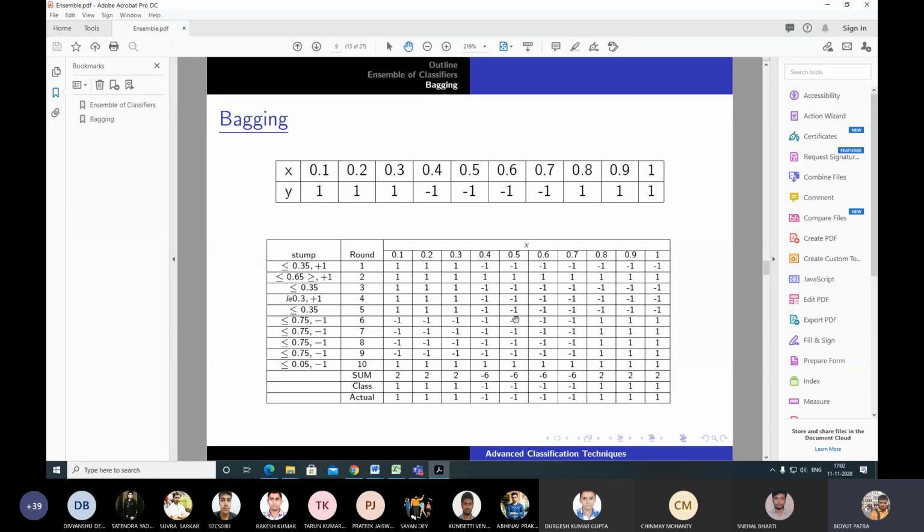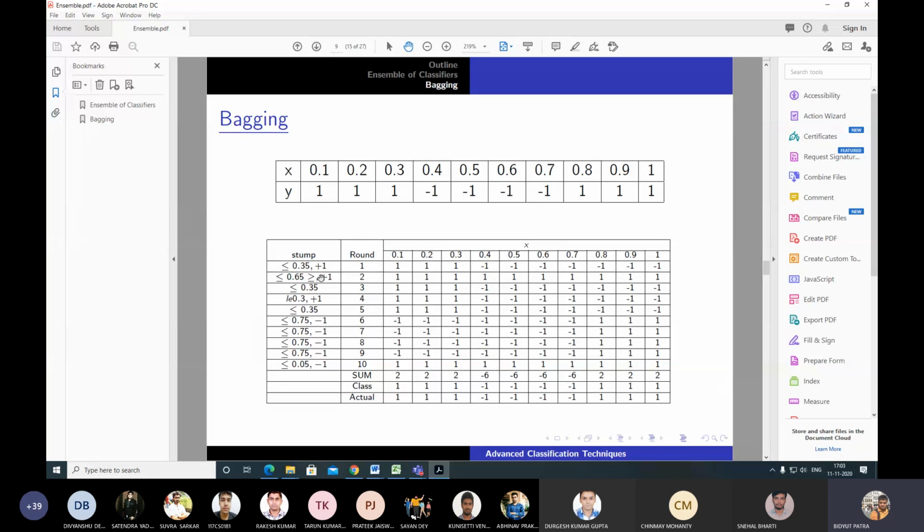Here if you add it, you see 1, 2, 3, 4, 5, 6, 7, 8, right? 8 minus 8 plus 2. So therefore you will get -6. -6 means it is negative, so you write -1. Now this is the class level combining all the decision stumps. And what is the actual? Actual is 1, you write it here. Actual is 1, actual is 1, -1, -1, -1, and so on.